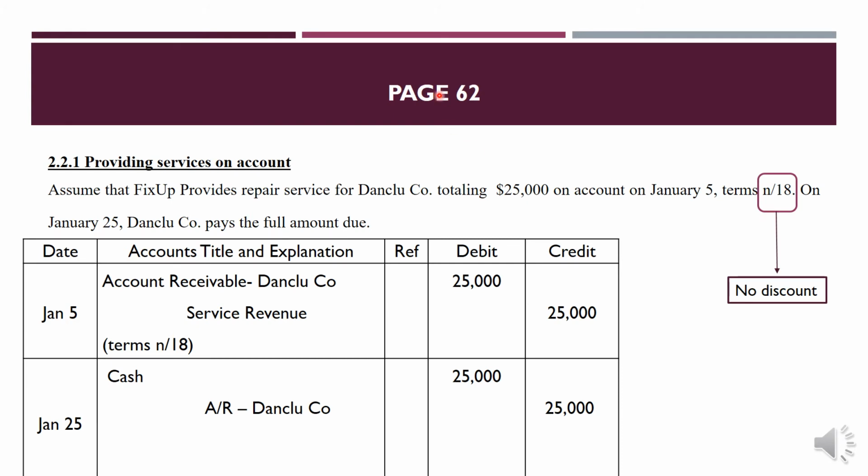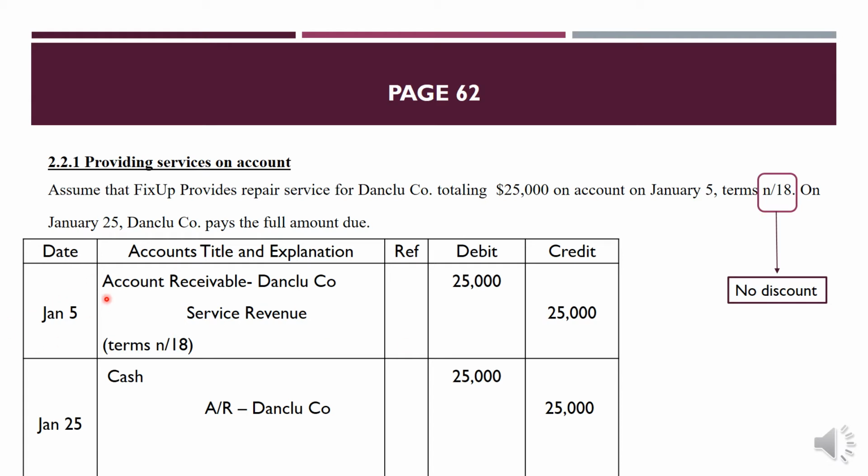Now page 62, we have the first given. So assume that FixUp provides repair services for Danglo company totaling $25,000. So FixUp is providing services with an amount of $25,000 on account. On January 5, terms N18. On January 25, Danglo company pays the full amount. First, N18 means that there is no discount. The customer has 18 days to pay the whole amount.